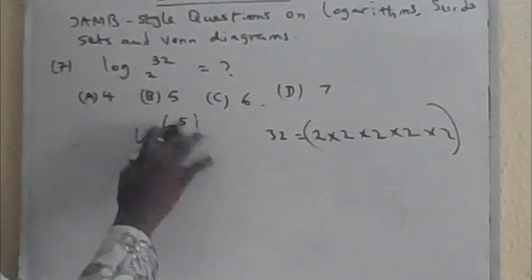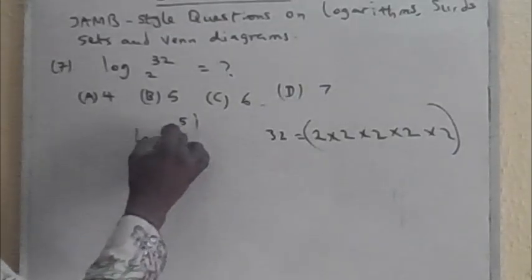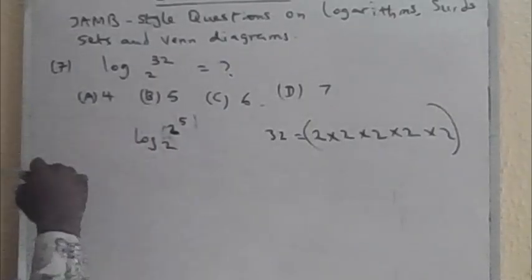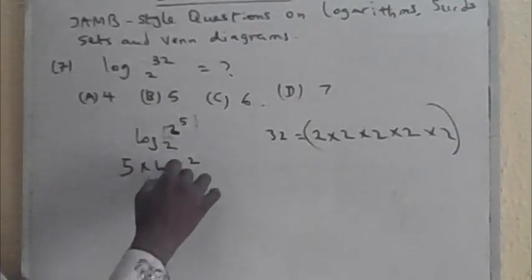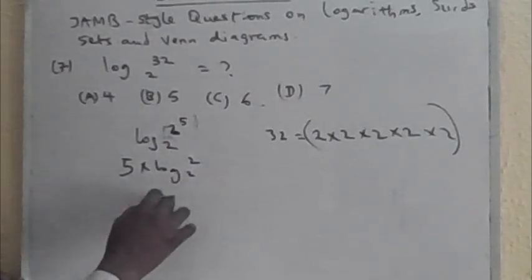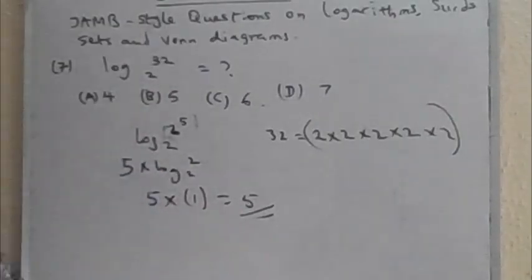Again, I can now take the exponent here and multiply by the coefficient. So I have 5 times log 2 to base 2. So anything to base the same number is 1. So 5 times 1 is equal to 5. So log 32 to base 2 is 5. That is B.